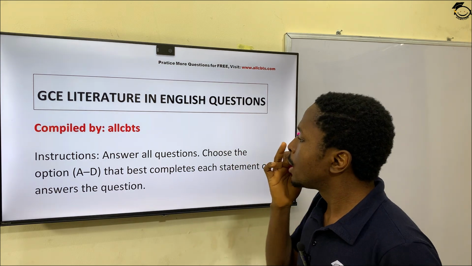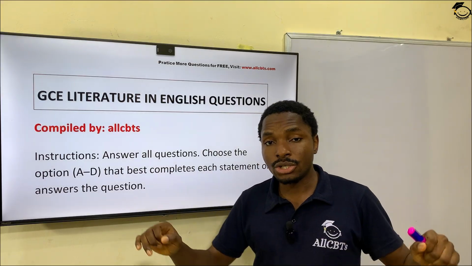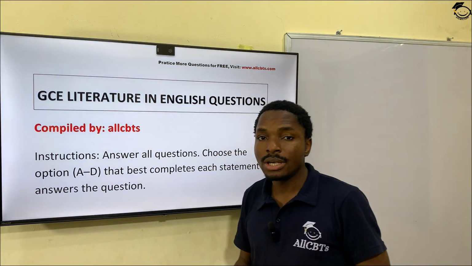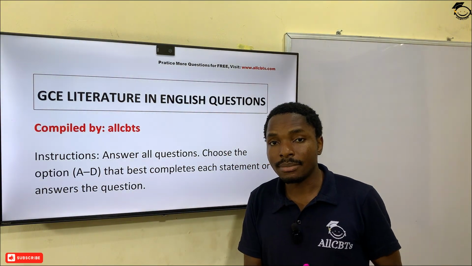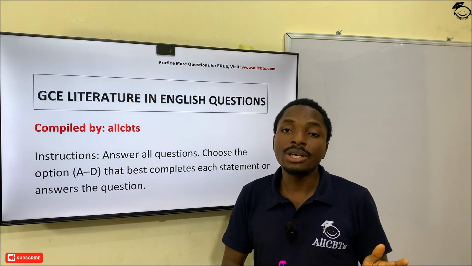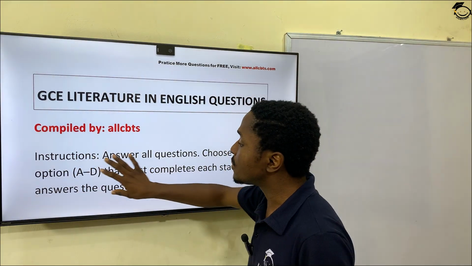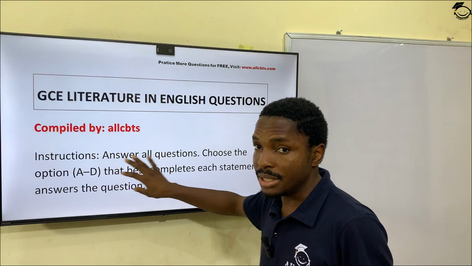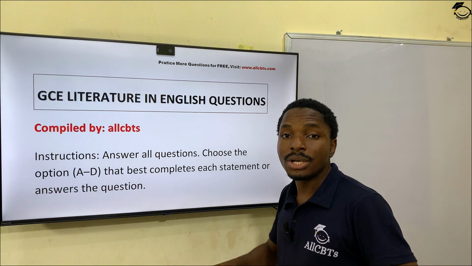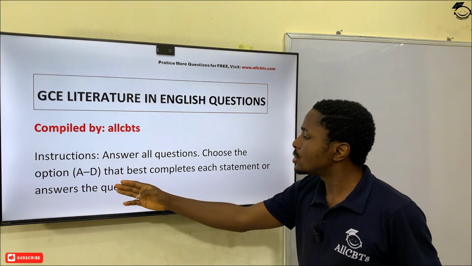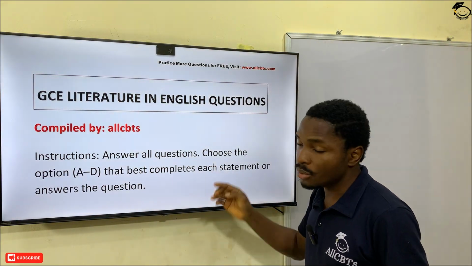Now, let's go into it. At the commencement or at the ending of every section, you would often have instructions. It's always smart to read those instructions and understand them, because the instructions will tell you the way the questions would go. This is the instruction for the exam at the beginning. It says, answer all questions, meaning you must not omit any one, otherwise you lose marks. Choose the option from A to D that best completes each statement or answers the question.